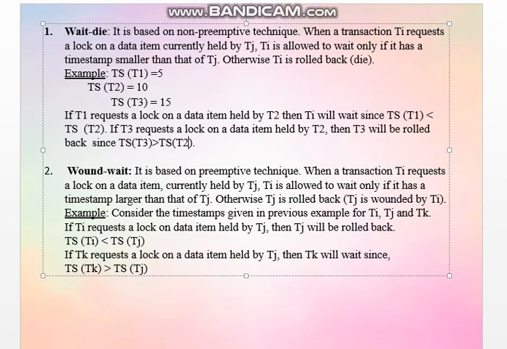So this is called wait and die. One transaction is in the waiting mode, while the other transaction we will roll back. We will cancel it. In this case, it's the T3 transaction.